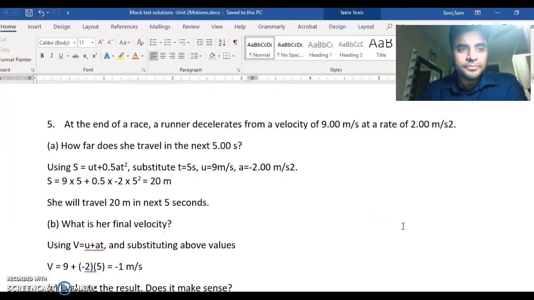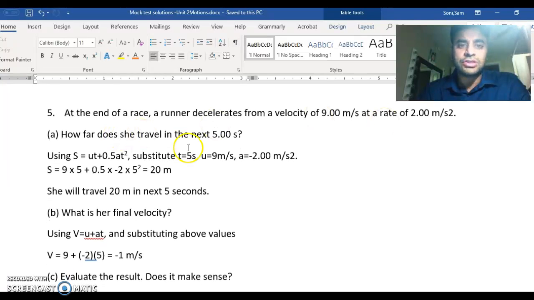Okay. Let's look at this question. At the end of a race, a runner decelerates from a velocity of 9 meters per second at a rate of 2 meters per second squared. How far does she travel in the next 5 seconds? Time is given, initial velocity is given, final velocity we don't care about. We have acceleration, which is deceleration. So s is equal to ut plus half at squared. We are given time and initial velocity, and acceleration will be negative because it's deceleration. So substitute and you will get 20 meters.